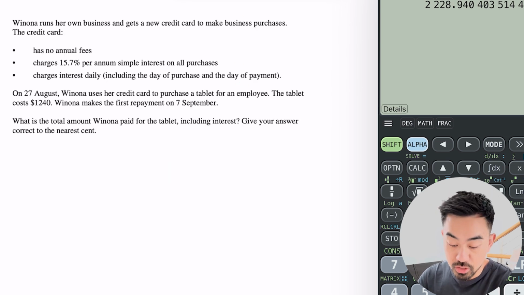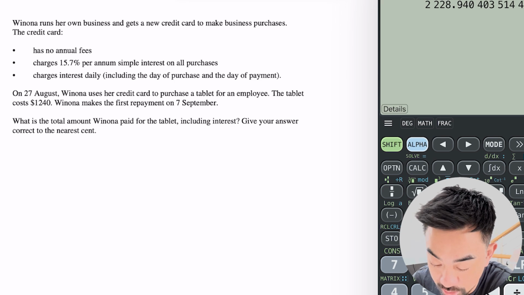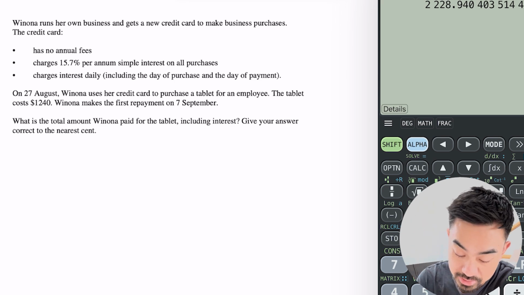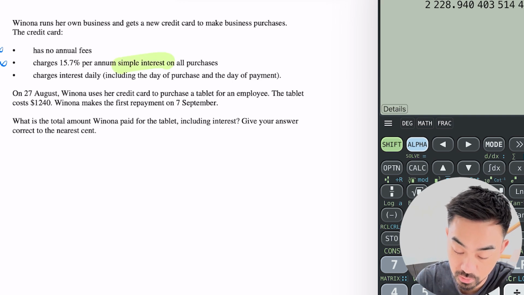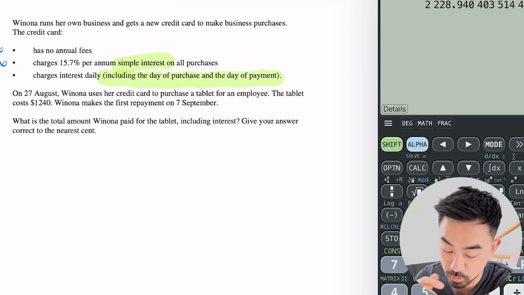All right, here's the next one. So Noah runs her business and gets a new credit card to make business purchases, the credit card has these three things. So no annual fees, charges 15.7% per annum simple interest. It's interesting, okay? And charges interest daily, including the day of purchase and the day of payment. So like the one before.